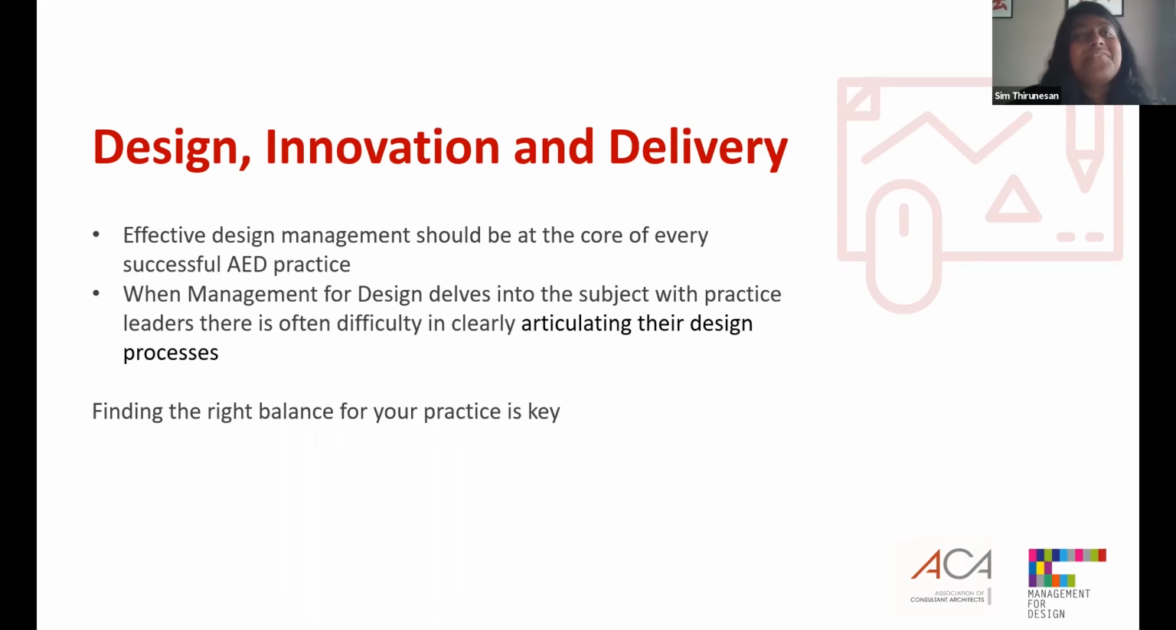So on to the next foundation, which is design, innovation, and delivery. Of the 10 foundations, this would be the area in which you will be better versed than me. Having said all of that, effective design management should be a core value of your practice.